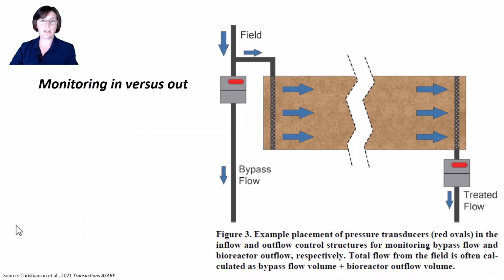At a bioreactor, you can collect a sample of the water flowing in by sampling from the inflow control structure, and you can collect a sample of the treated water by sampling from the outflow control structure. You can also use those same two structures for your flow monitoring devices.